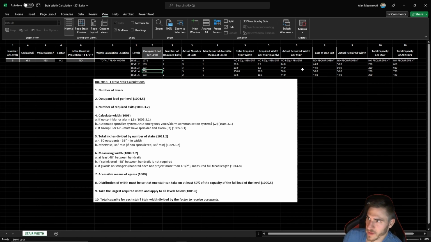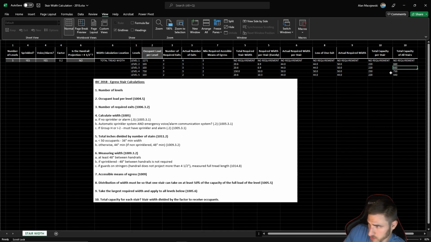Now, we don't need to worry about that with other levels, because let's take level 3, for example, where we have 3 exits. They're all 44 inches minimum, and so we have 220 occupants per stair. Times 3 equals 660. Now, if we were to lose one stair, we would lose 220 occupants that we could handle. Basically, we're left with 440, and that's over half of 660 being 330. So we're fine in that regard, which is why we'd evenly space them out.